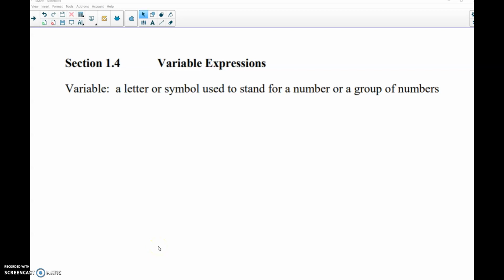Hey guys, so today we're going to do section 1.4, variable expressions. Please write down the section title and also the definition of a variable. A variable is a letter or symbol used to stand for a number or a group of numbers.